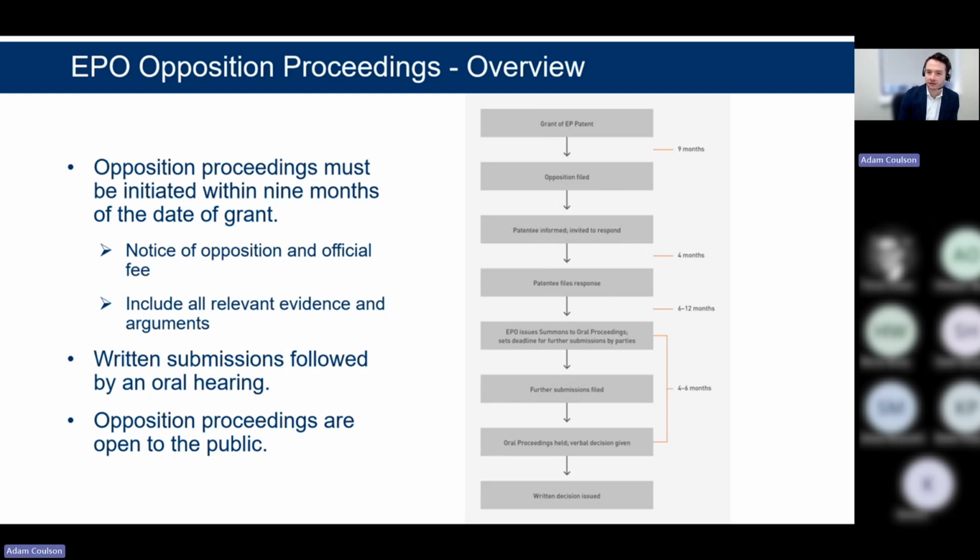After an opposition has been filed, the patent owner will be afforded the opportunity to respond to any oppositions, including filing limitations to the claims during a 4-month window set by the European Patent Office. The EPO then issues a summons to oral proceedings, which sets out a proposed date for the oral proceedings and a final deadline for written submissions by the opponents and the patent owner.